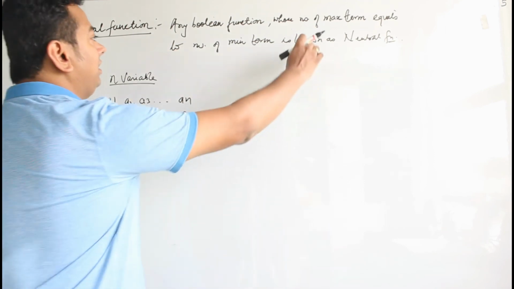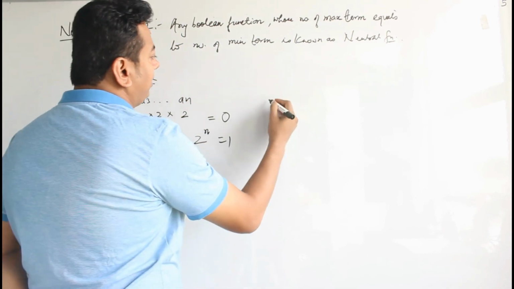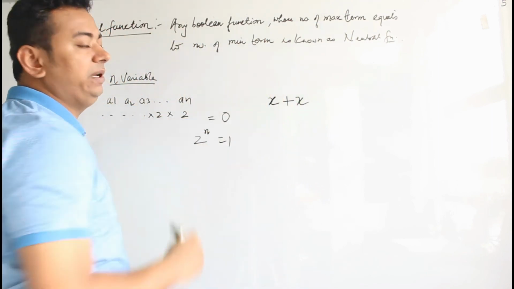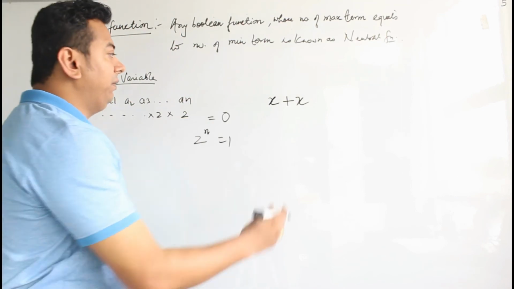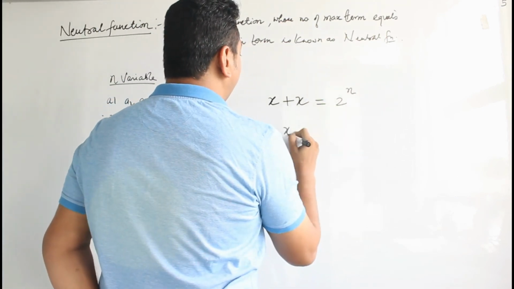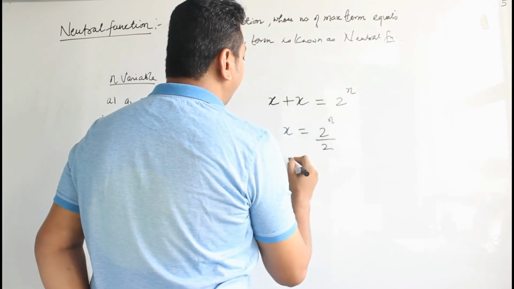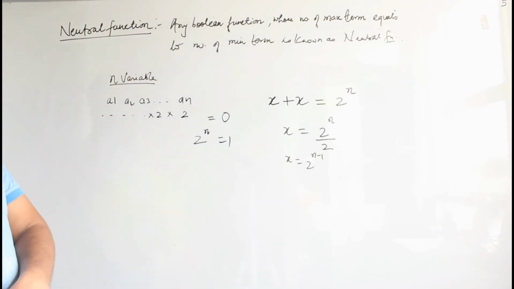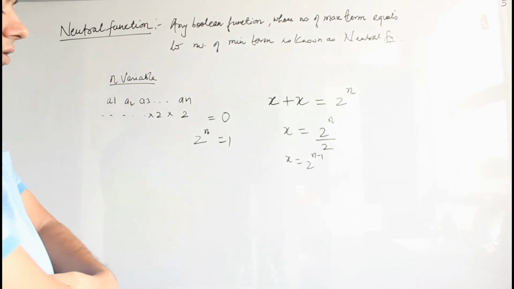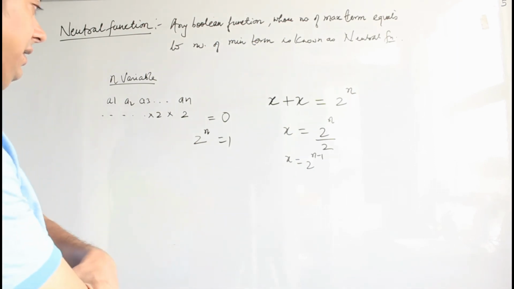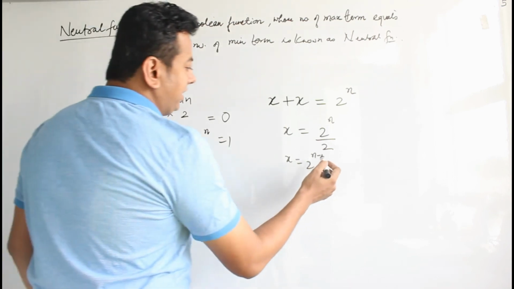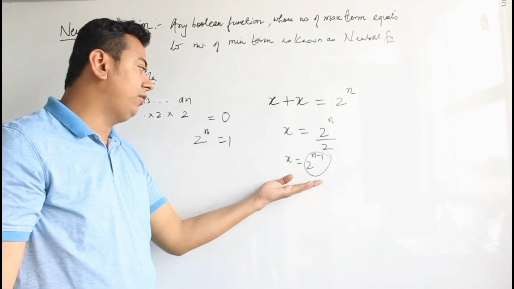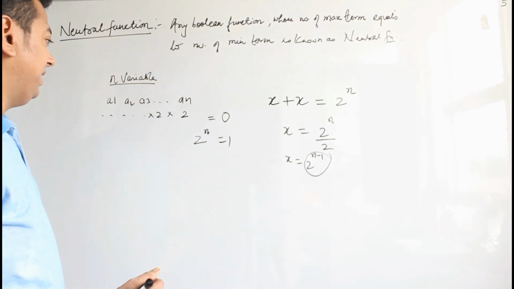As we know, the total number of max terms will be equal to the number of min terms. So let's say the total number of max terms is x. The total number of min terms will also be x, because it has to be equal. And the sum of these two should be 2 raised to power n. So x will definitely be 2 raised to power n divided by 2, which is nothing but 2 raised to power n minus 1, right? So x equals 2 raised to power n minus 1. What it means is that the number of rows having a min term will be 2 raised to power n minus 1, and the number of rows having a max term will be 2 raised to power n minus 1.